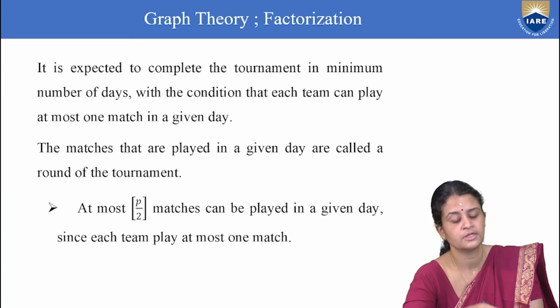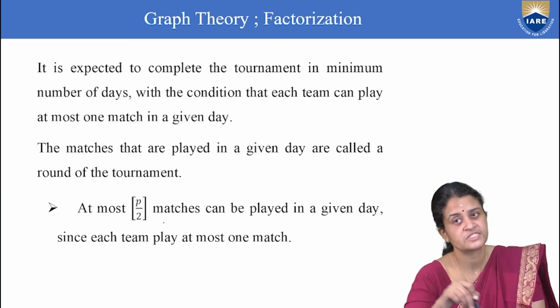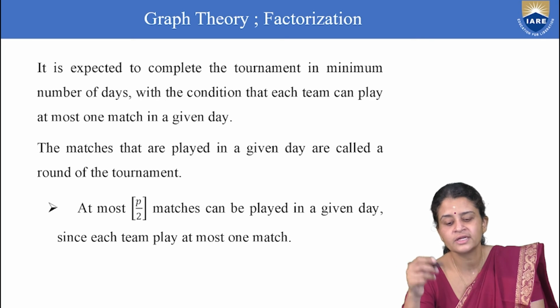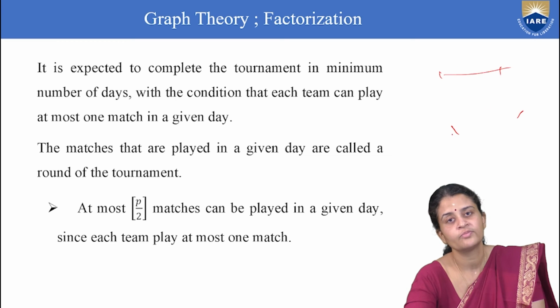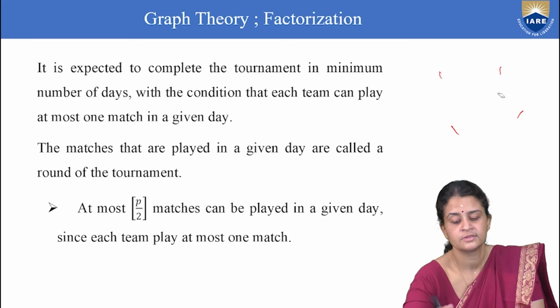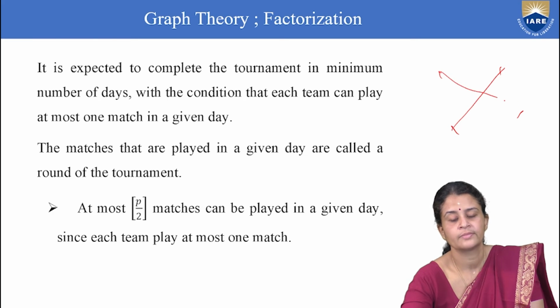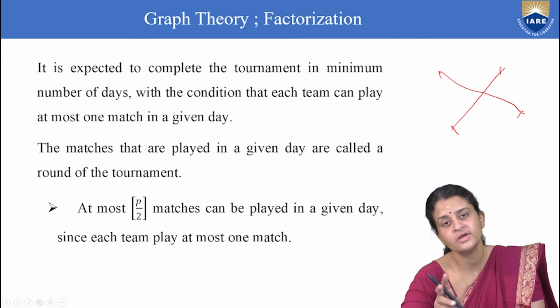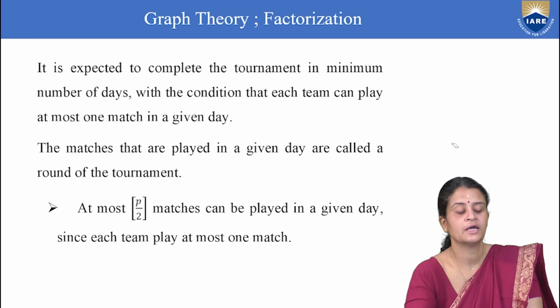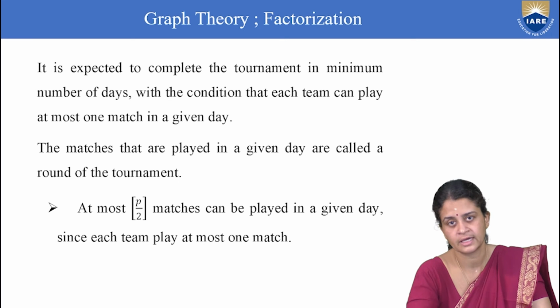At most, this integer modular p by 2 matches can be played in a given day. Why? Because if 4 teams are there, either this match will be happening, or this match will be happening, else this match will be happening. Anyway, it is 4 by 2, right? So it's this integer modular p by 2 that can happen.